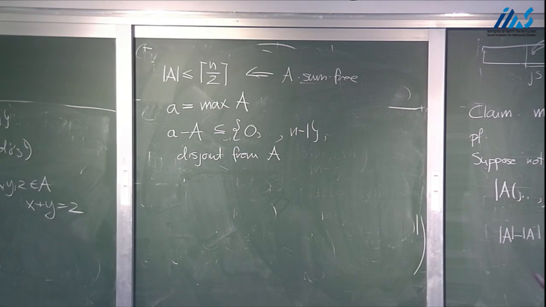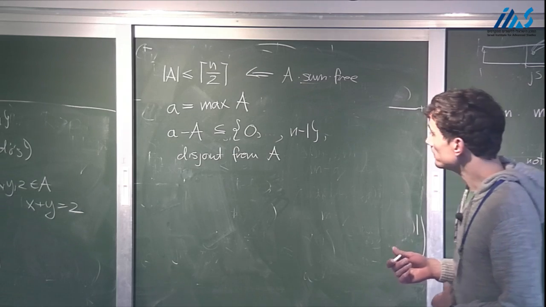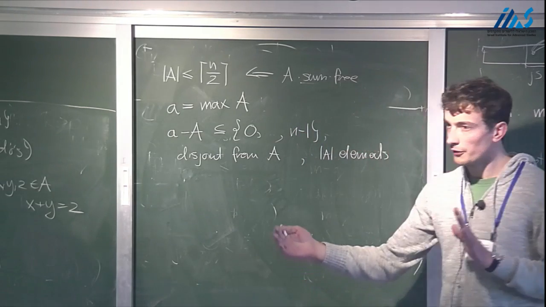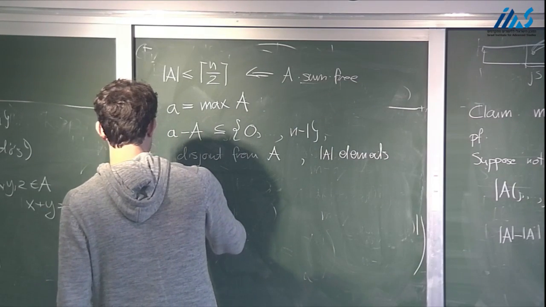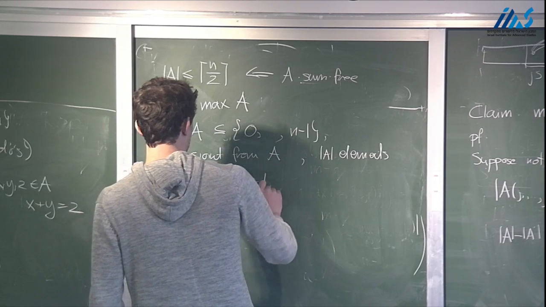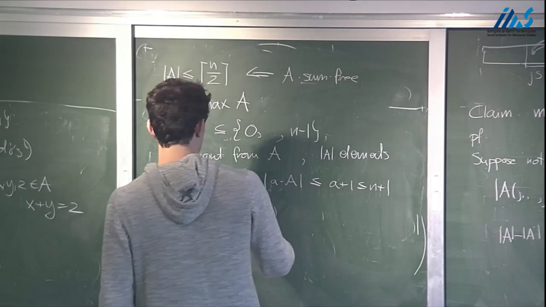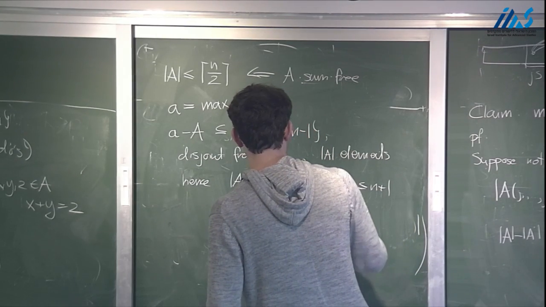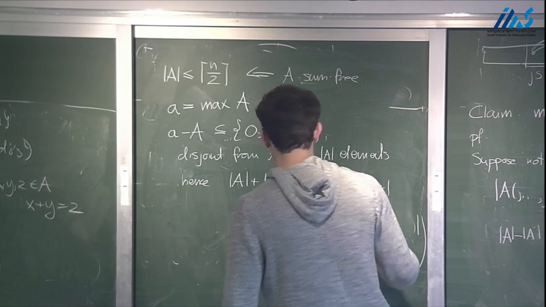Because if a minus A and A had a common element, then I would have some b and c such that a minus b is equal to c, so b plus c is equal to a. So a minus A is disjoint from A and has the same number of elements as A. Now I have two disjoint sets of equal size contained in the numbers 0 to a. Hence, |A| plus |a minus A| is at most a plus 1, which is at most n plus 1. But a minus A has the same cardinality as A, so I get this inequality. So |A| is at most the floor of n plus 1 over 2, which is the same as the ceiling of n over 2.